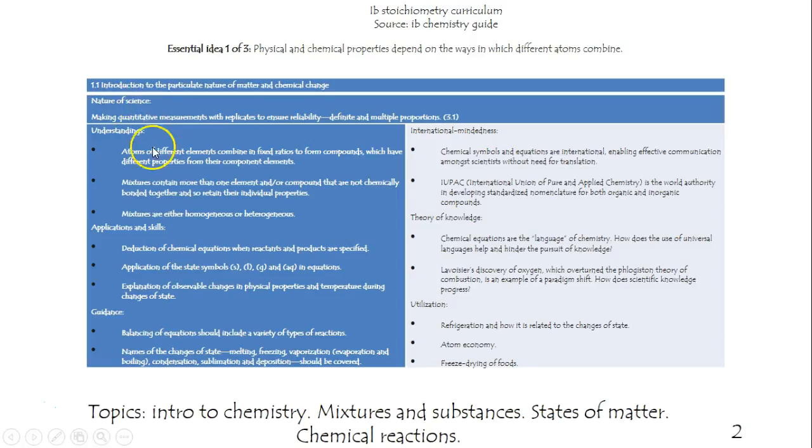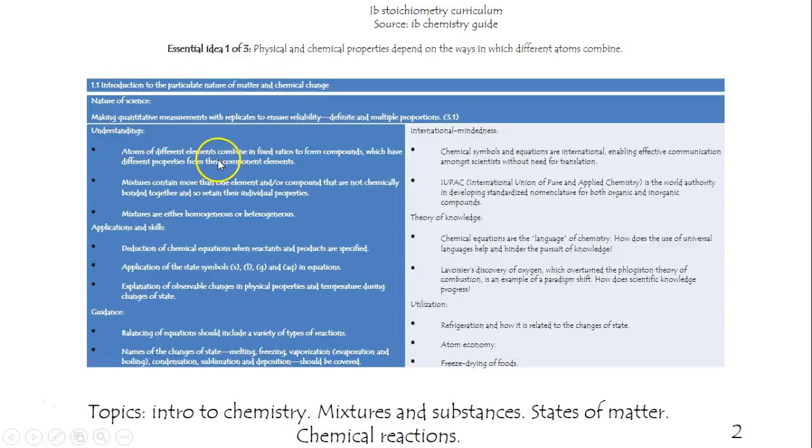I'm going to focus on the left side here. On another slide, we can focus on the international mindedness nature, the theory of knowledge nature, and the utilization nature for this unit. And this is one of several pages. Let's have a look. Okay, first idea is that there is a particulate nature to matter and to chemical change.